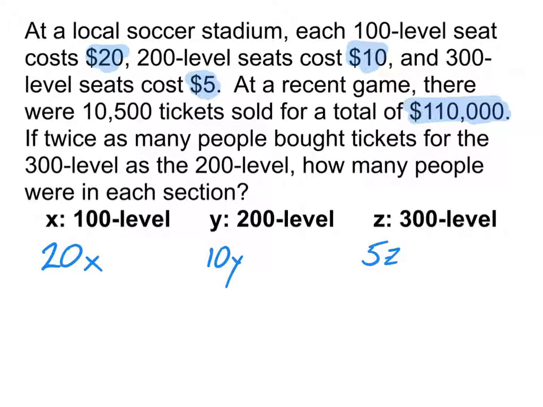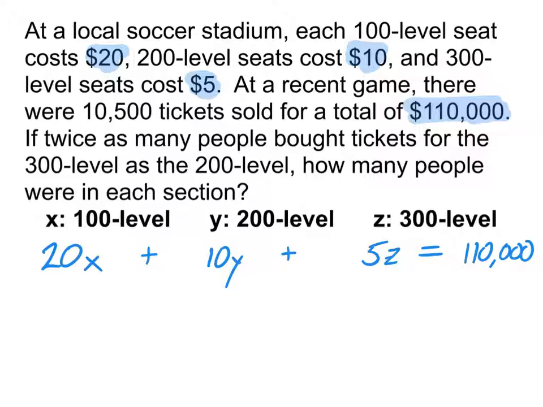Now, if I take all of those, I want to be able to get this 110,000 as my total. What would I be doing with the x, y, and z values that I'm talking about there? We just add them up. And when I add all of those with the multiplication, it should then equal that total value. So there's my first equation.